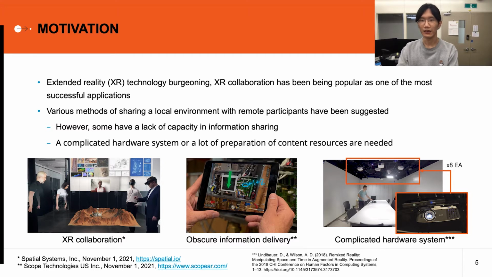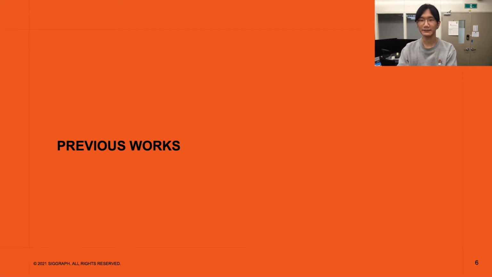To accomplish this, a variety of methods to share a local environment with remote users have been suggested, such as video sharing or mirrored 3D world. However, these methods have some drawbacks. Information drawn on display is sometimes too abstract to understand. Besides, a complicated hardware configuration is required to imitate the real world, or a lot of advanced preparation is required to make 3D resources before the collaboration. Our proposal is built on an XR collaboration system, where users can share their environment in rich information and on the spot. Next is previous works.